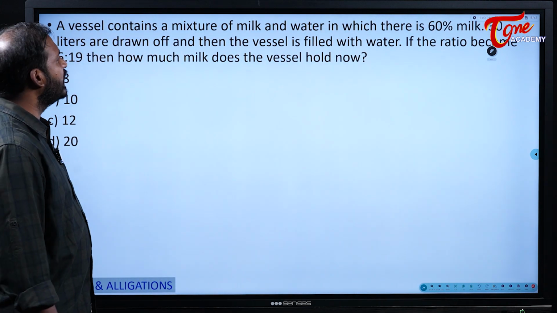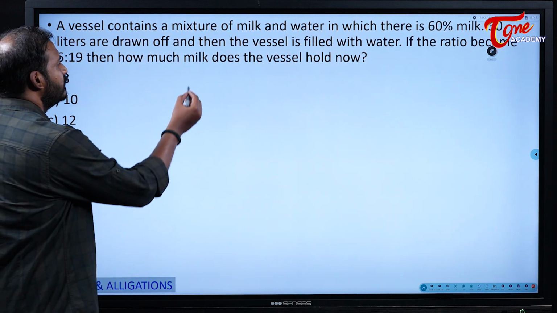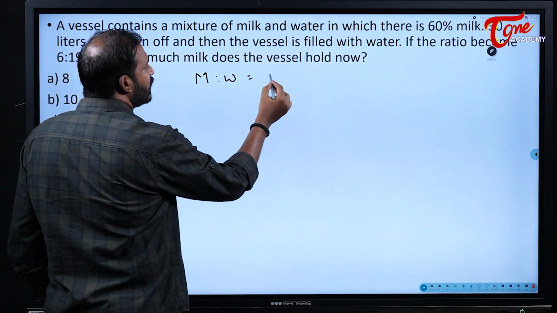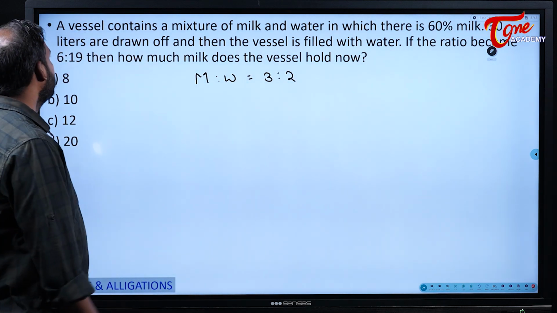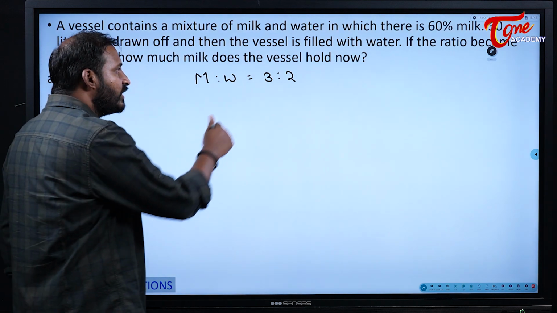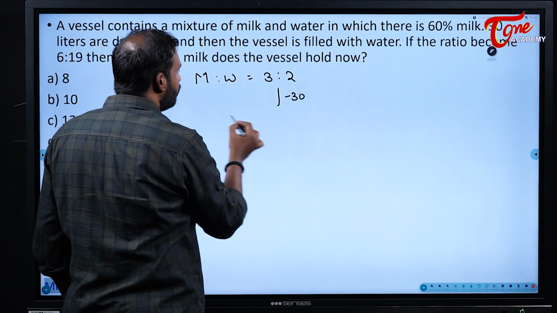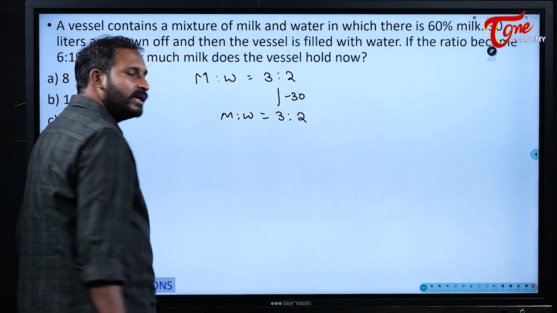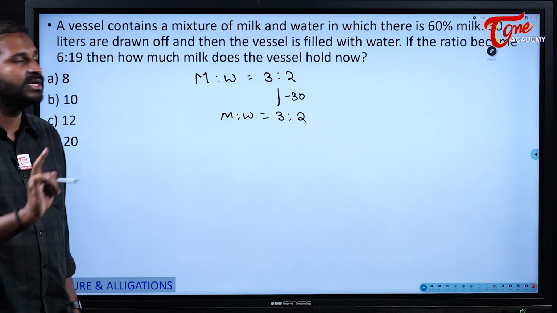A vessel contains a mixture of milk and water in which there is 60% milk. Okay. 60% means what I can write? Milk and water are in the ratio of 3:2. Why? Because 40% will be water. Okay. 30 liters are drawn off and the vessel is filled with water. When we draw 30 liters from this, after drawing 30 liters also, my milk and water ratio will become what? Same 3:2, right? Will there be any difference in the ratio? The quantity will be changed, but the ratio remains same as 3:2.